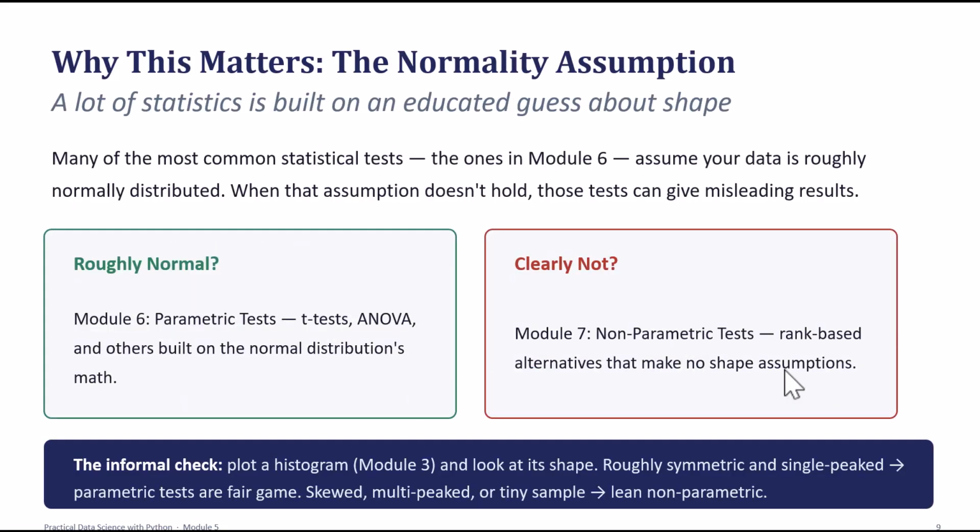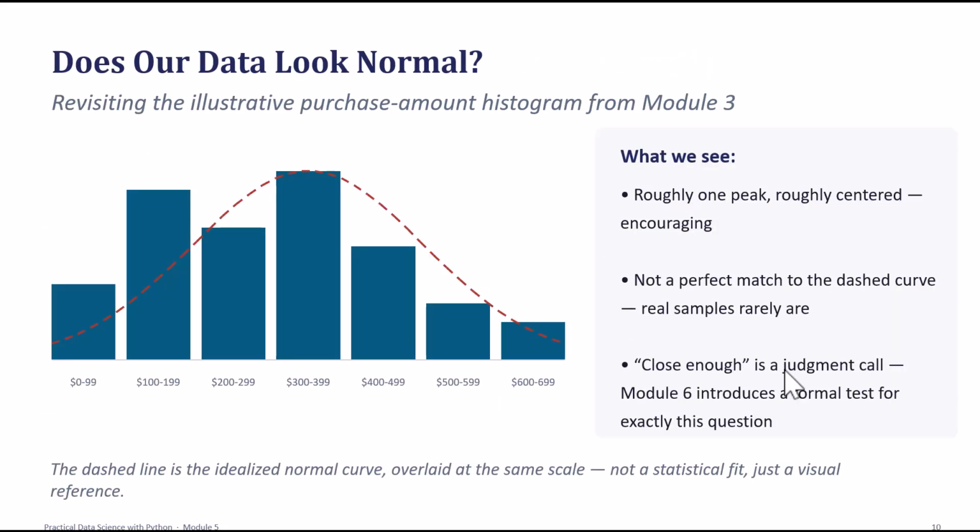All right, so why does this matter? The normal assumption: a lot of statistics is built on an educated guess about shape. Many of the most common statistical tests, the ones in module 6 that we'll be looking at, which are parametric, assume your data is at least roughly normally distributed. When that assumption doesn't hold, those tests can give us misleading results. Parametric tests like t-tests, ANOVA and so on are built on the normal distribution math, and module 7 clearly is not. Non-parametric tests are rank-based alternatives that make no shape assumptions.